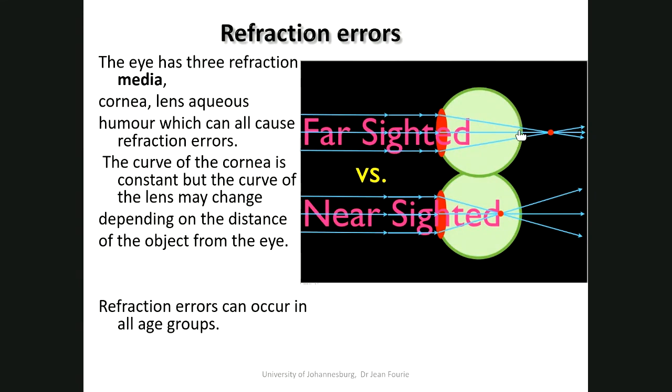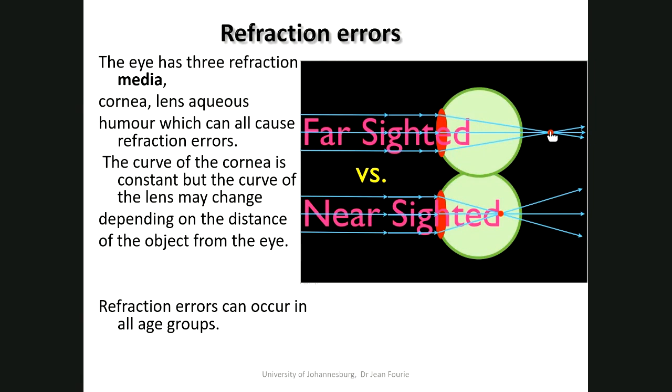If the light does not focus directly on the retina, it is focusing either in front of the retina or behind the retina. That is called a refraction error. So refraction is that ability when light is being bent. It is the bending of parallel straight light rays so that they are focused on an area.